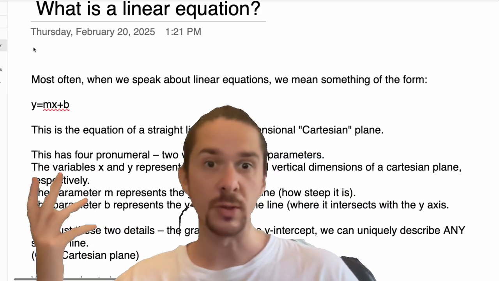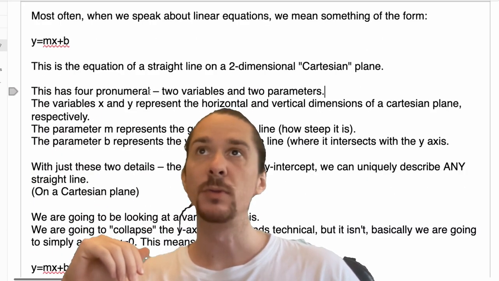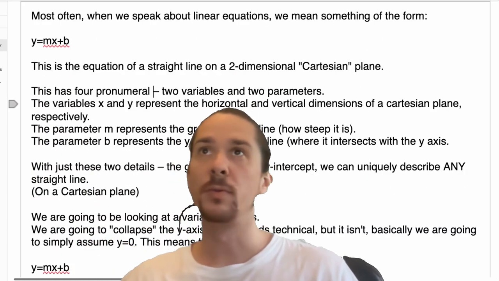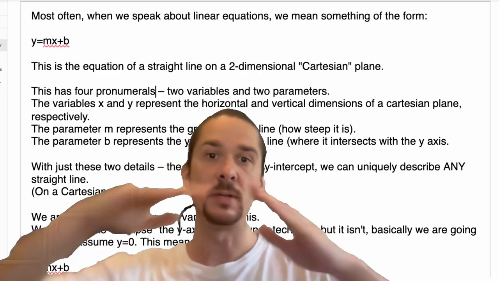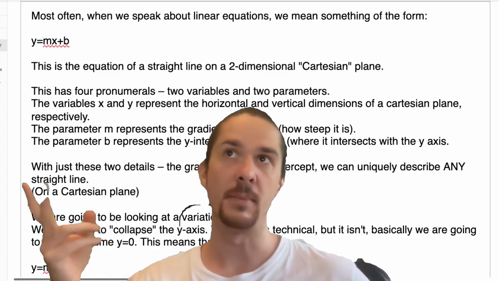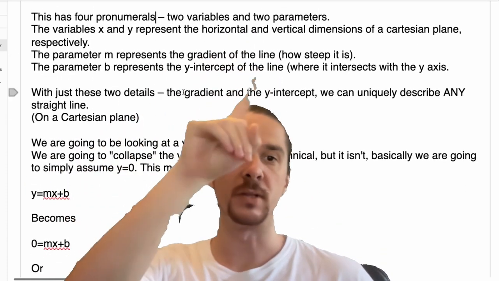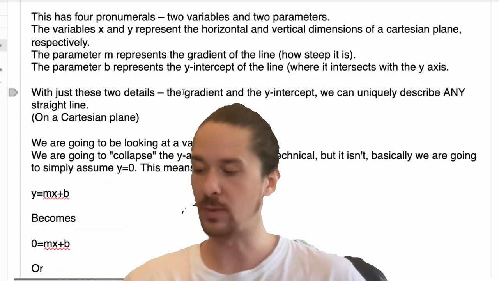And so typically when we talk about linear equations, we're talking about this kind of line, y equals mx plus b. And this has four pronumerals. Two of them are variables. They're x and y. They represent the horizontal and the vertical directions. And two of the pronumerals are parameters. So they're m and b. So the parameter m represents the gradient of the line, how steep it is. And the parameter b represents the y-intercept of the line, where it intersects with the y-axis.